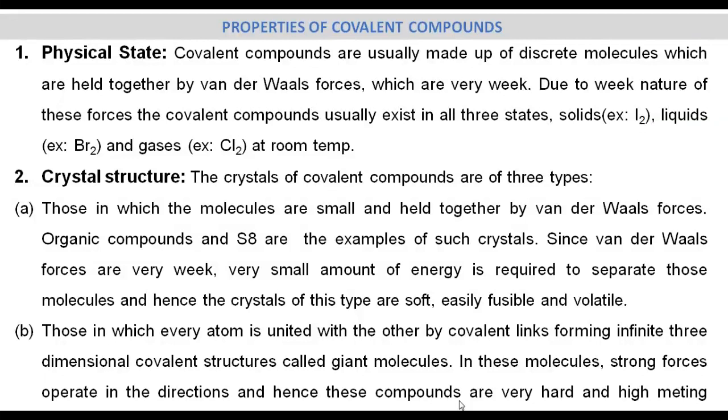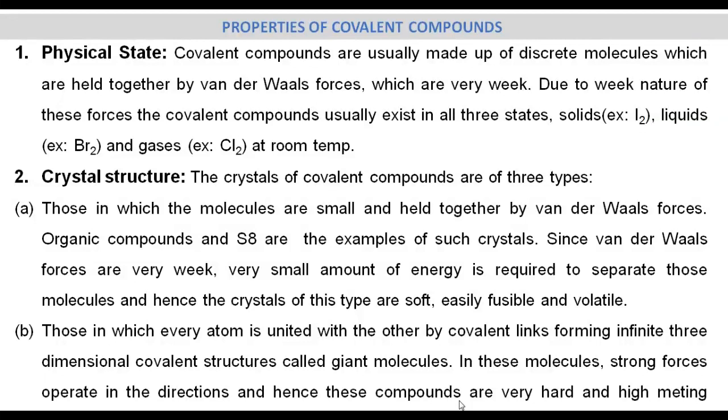The second property is crystal structure. We need to discuss three types of crystal structure. The first are crystals in which the molecules are small and held together by van der Waals forces. Examples of such crystals are organic compounds and S8 sulfur. Since van der Waals forces are very weak, a very small amount of energy is required to separate those molecules, and hence crystals of this type are soft, easily fusible and volatile.